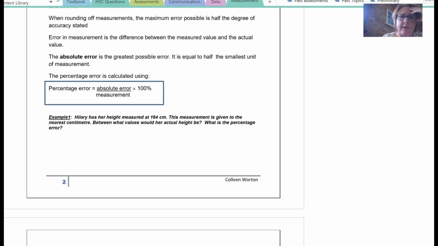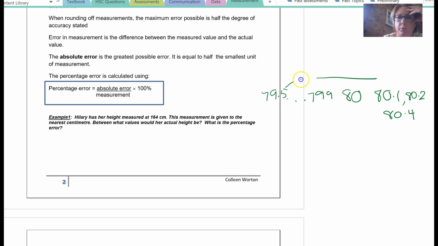Okay, error in measurement comes about because when we measure something, we don't measure it exactly. So say we measure something and it's 80 centimetres, and I've gone to the nearest centimetre. It could be 80, or it could be 80.1, 80.2, 80.3, all the way up to 80.4. 80.5, I would have said 81. So it's got to do with rounding. And I could go to 79.9 and all the way down to 79.5 would give me that 80.